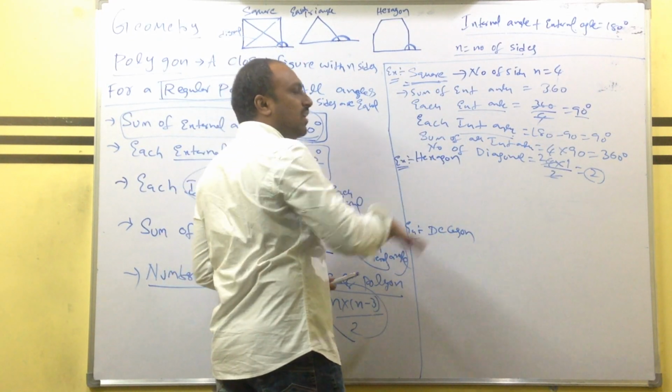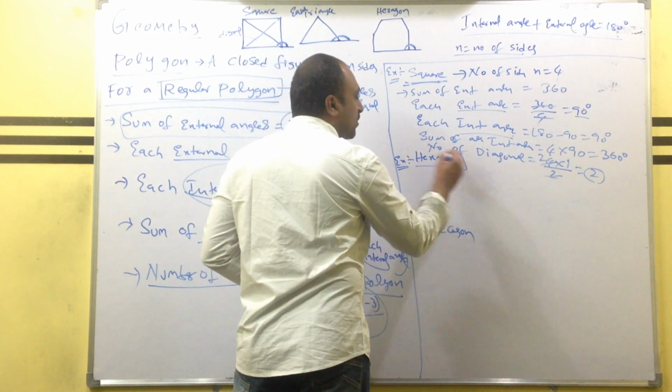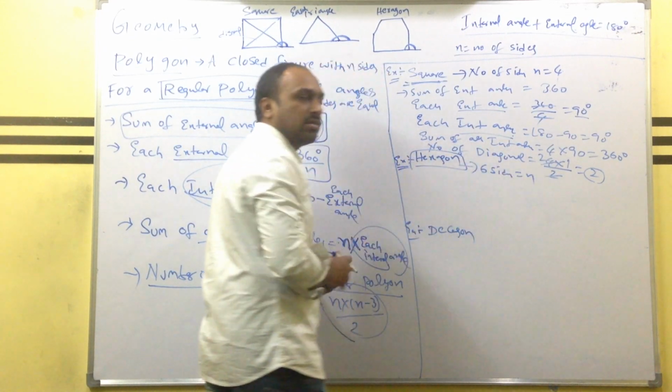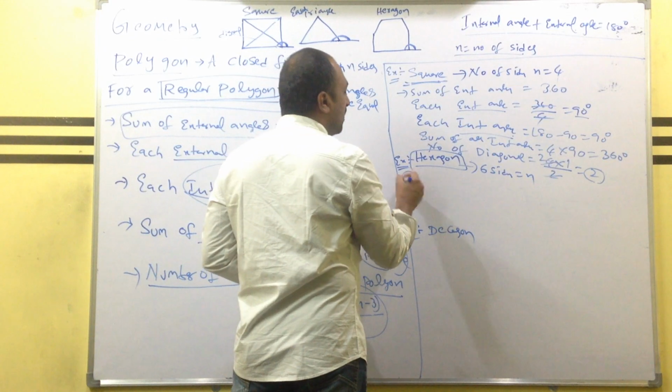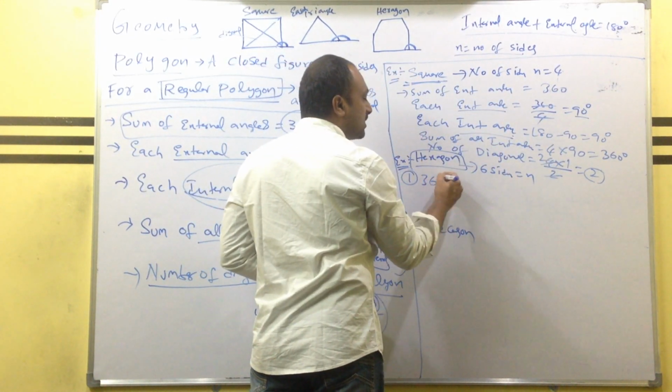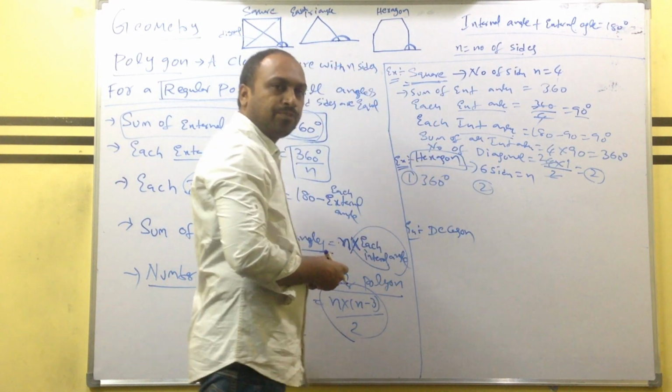Now, there's no need of drawing a figure. You know what a hexagon is. Hexagon means how many sides? 6 sides. So n becomes 6. Now directly entering into the first question. The first question is the sum of external angles. It is anyway 360 degrees.